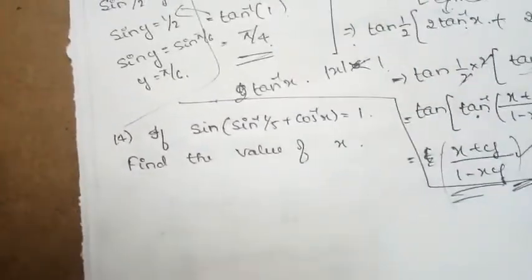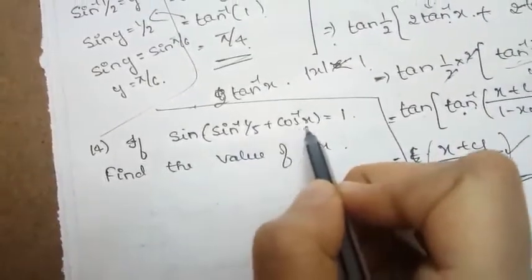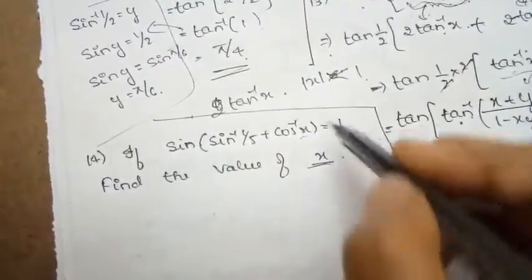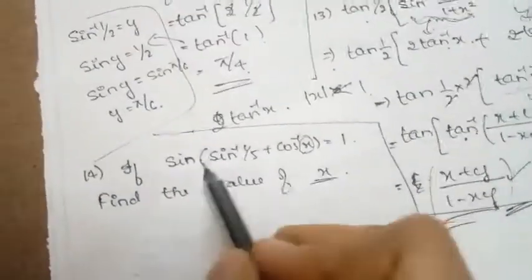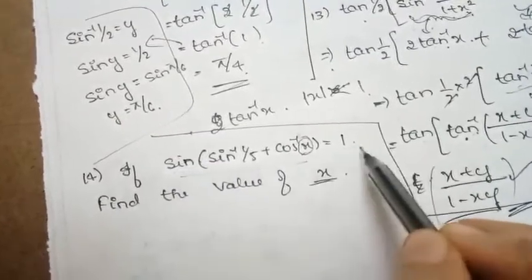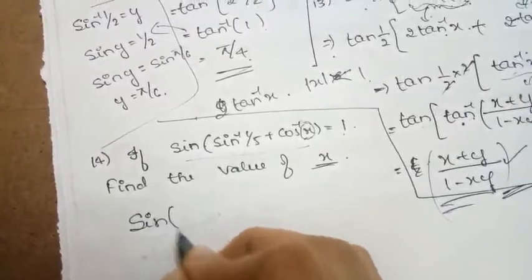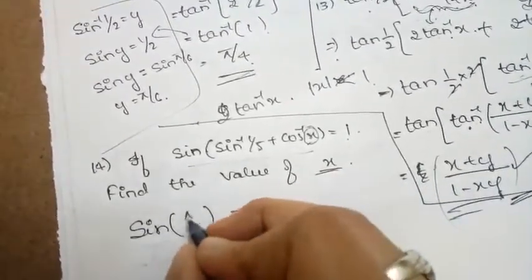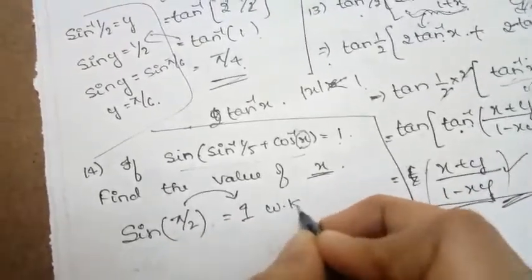So this is the next question, that is if sine of sine inverse 1 by 5 plus cos inverse x is equal to 1, we need to find the value of x. That means we need to find what is the value of x. Clearly, what they have said, this value is equal to 1. So sine of which angle is equal to 1? Clearly sine pi by 2 is equal to 1. We know this concept, right?